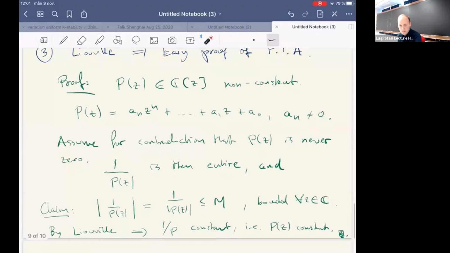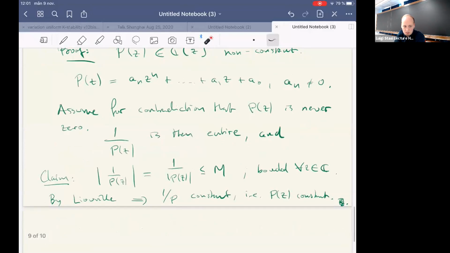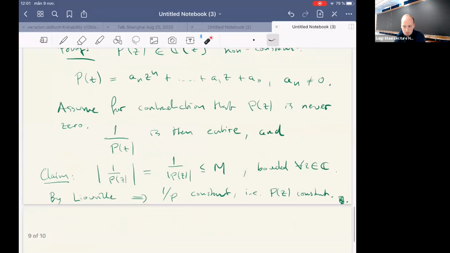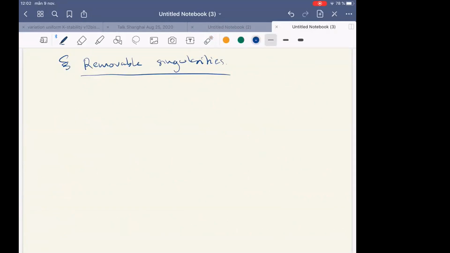And now I think it's completely lagged actually, because I'm writing something, but you're not seeing it. You're still stuck on the Liouville screen, or on the fundamental theorem of algebra screen. Okay, now you can see. Good.